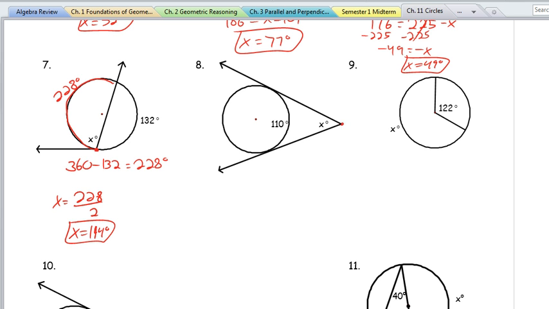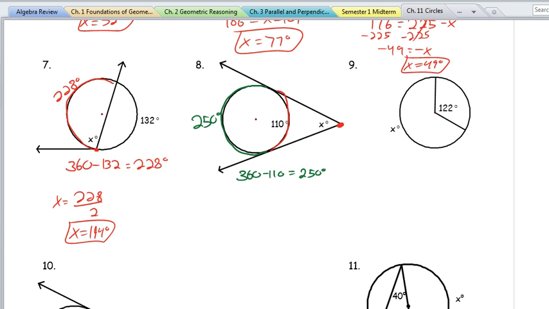Number 8, vertex is right here, intercepts this arc, intercepts this arc, and then just for color differences, I'm going to go ahead and intercept this arc. So those are the two it intercepts. And again, we have an unknown angle, we have one arc we know, and we actually know the other arc by doing 360 minus 110. So that's 250 degrees. So again, this is one that you might want to write down. I find this easier to write down.